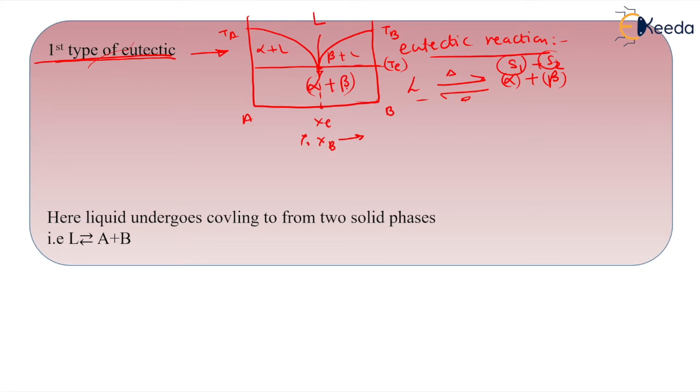So this is the eutectic reaction, and the first classification of the eutectic system, that is the first type eutectic system, as we have shown here. This diagram is for the first type eutectic. So here we have seen this reaction, liquid undergoes cooling to form the solid phases alpha and beta. So when liquid cools down from high temperature to low temperature, this reaction is known as the eutectic reaction.